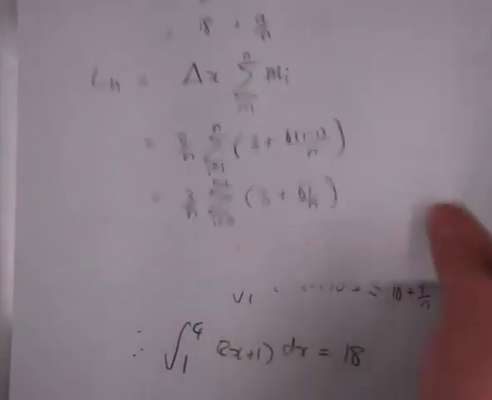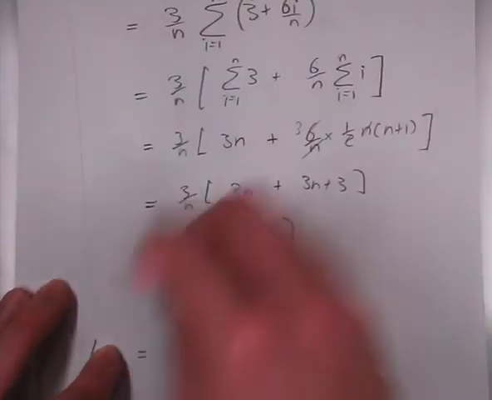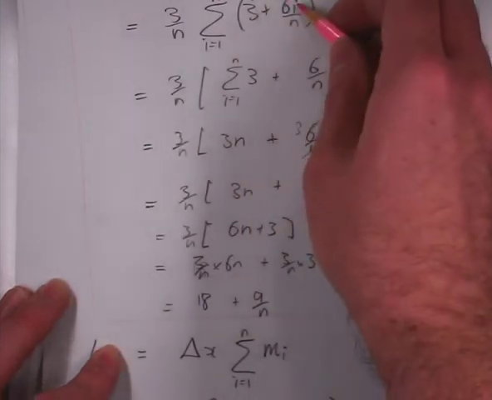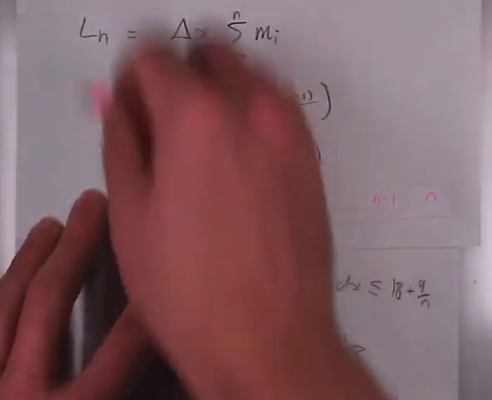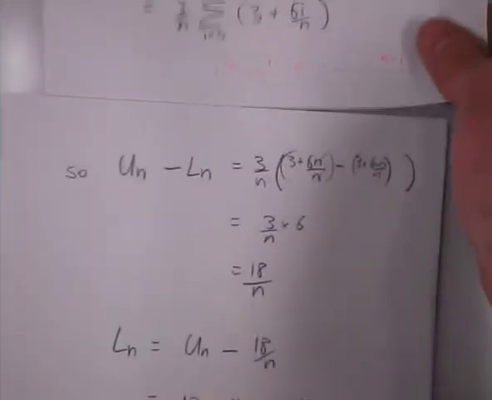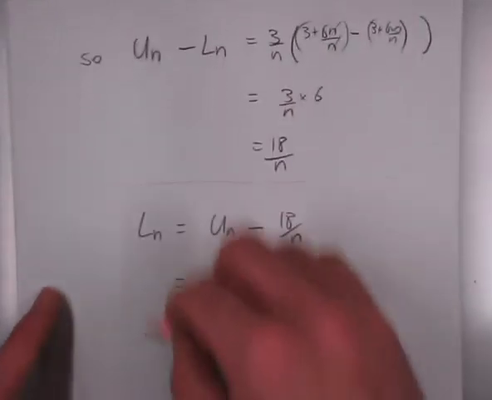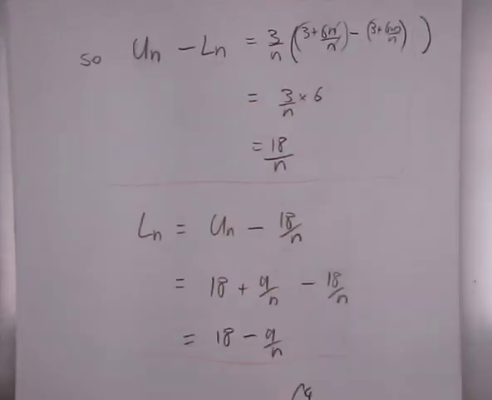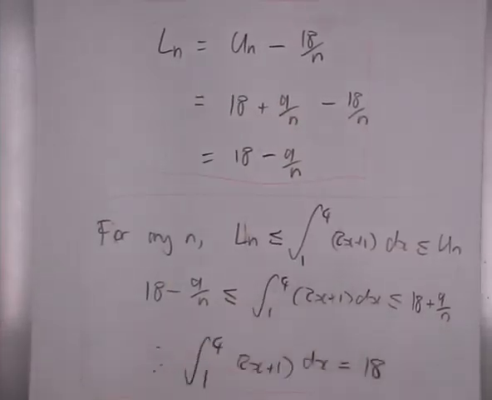And then I used summation stuff to figure out whichever one of those included the i and not the i minus 1. And I started doing the Ln up to here, and then I used this information to figure out how far apart the Un and the Ln were, and that told me what the other one was. And then finally I was able to find the answer for the integral.